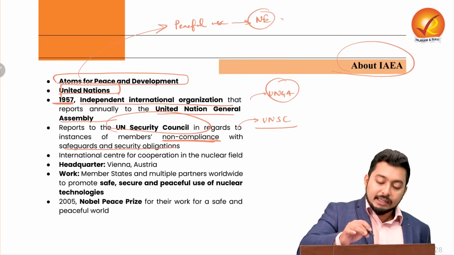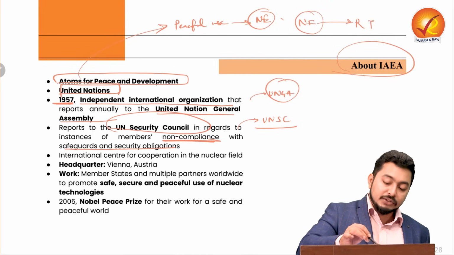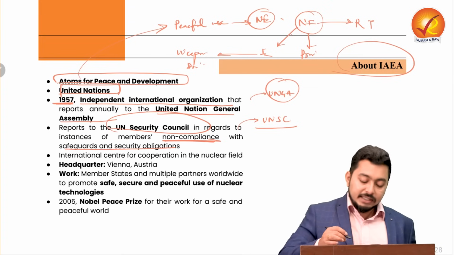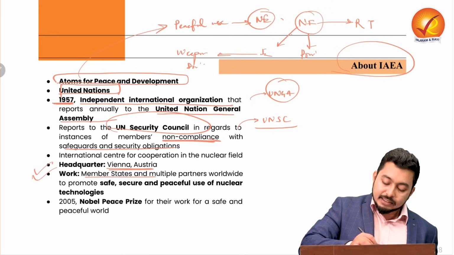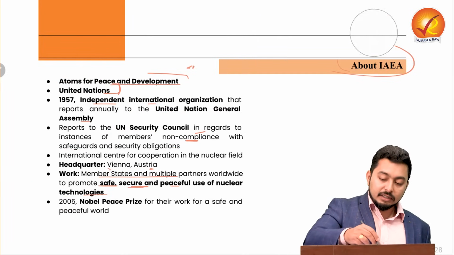So the idea is that if someone is going for nuclear fuel, that nuclear fuel should be used only for peaceful purposes, let's say for radiation therapies, let's say for power generation, but not for enrichment, which can be used in weapon development. Now its headquarters is in Vienna, Austria. And what is its work? So member states and multiple partners worldwide promote the safe, secure and peaceful use of nuclear technology. This institution also got a Nobel Prize in 2005.